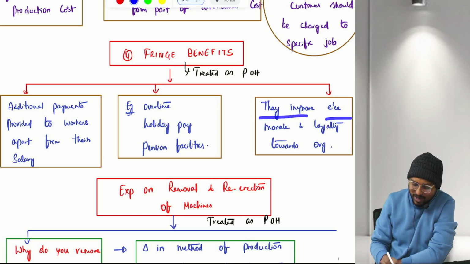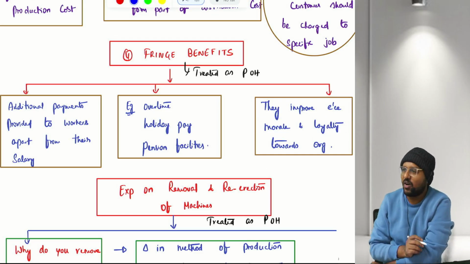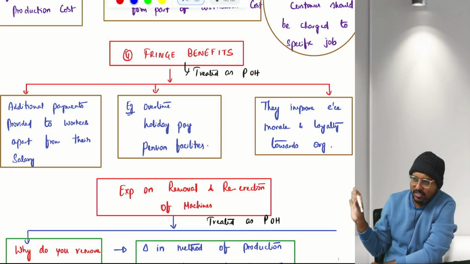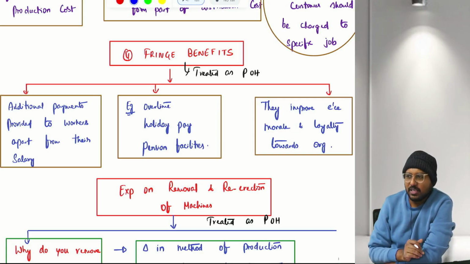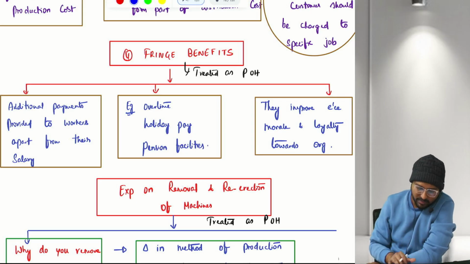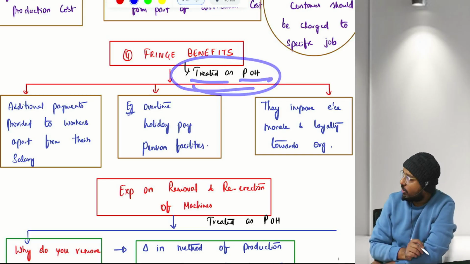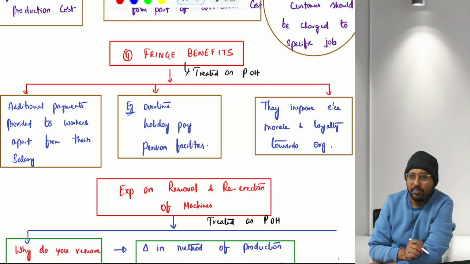They improve the employee morale and loyalty towards the organization, obviously. You can call it as perks or perquisites or whatever it is. Fringe benefits means actually this is the meaning. They basically improve the employee morale. Obviously, employee will be happy, isn't it? And the important thing from our costing point of view is it forms part of production overheads. That is what you have to remember. It forms part of production overheads.